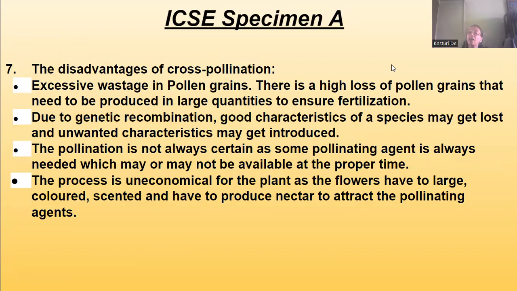Next, the disadvantages of cross pollination: there is excessive wastage of pollen grains. There is a high loss of pollen grains, so they need to be produced in large quantities to ensure fertilization. With genetic recombination, good characteristics of the species may get lost, because some good characters may be suppressed by unwanted characters if those are more dominant. Then pollination is not always certain, as a pollinating agent is always needed, which may or may not be available at the proper time.